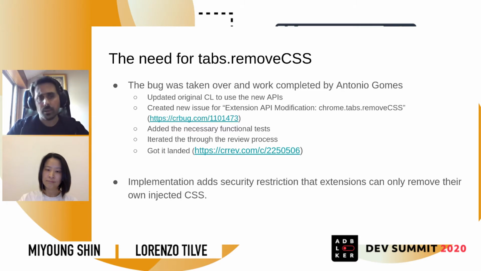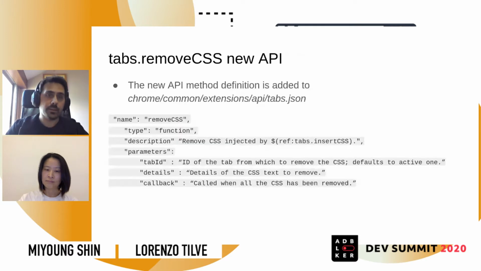So this is slightly different to the implementation that was happening in Firefox, because this is adding a new security restriction: extensions can only remove the injected CSS that they added on their own. So what has to be done to actually implement this new method on the API?